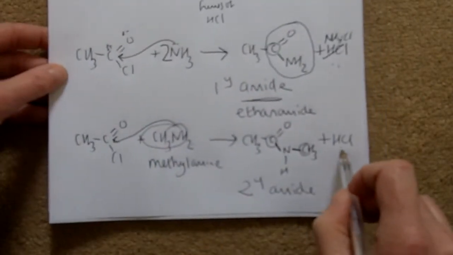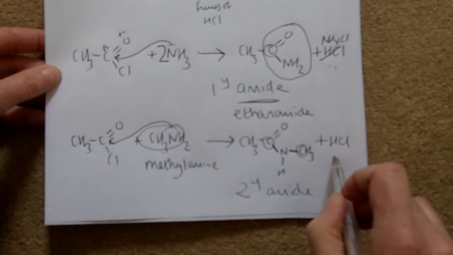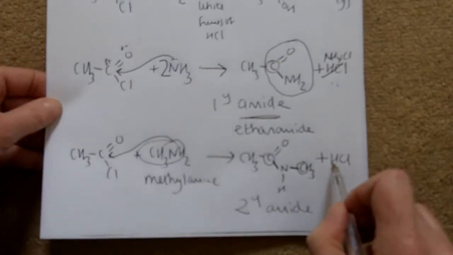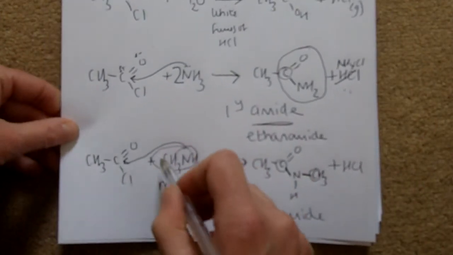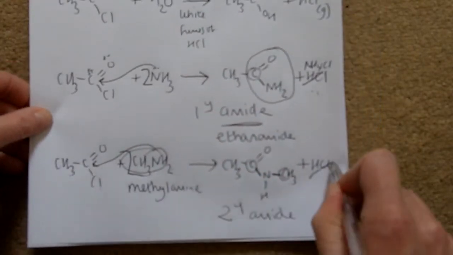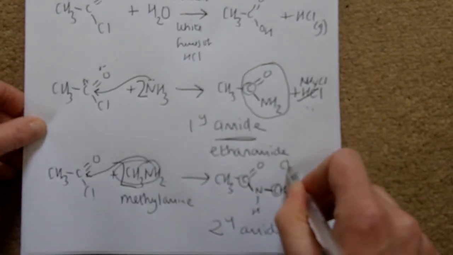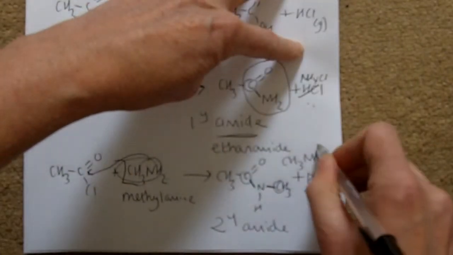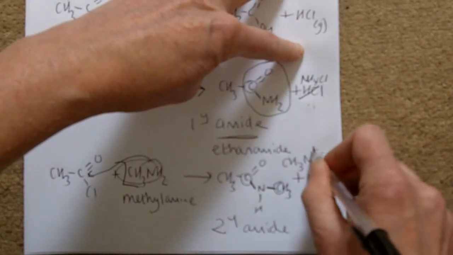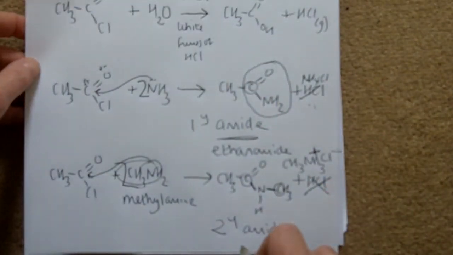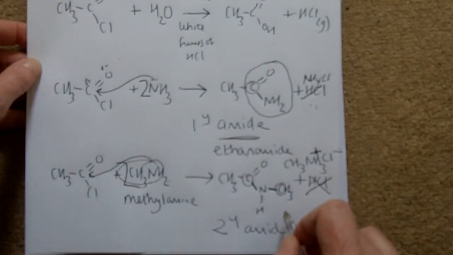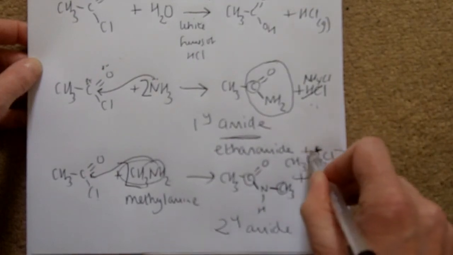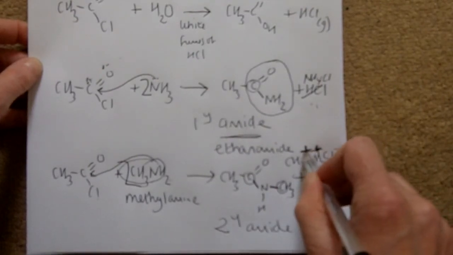Oh, sorry, it won't be HCl, because the same thing will happen again. We will need 2 of them, and the other product will not be HCl. It'll be the salt CH3NH3+ Cl-, methylammonium chloride. Sorry, the plus should be on the nitrogen. Okay, that's not a very good end. I'm sorry.